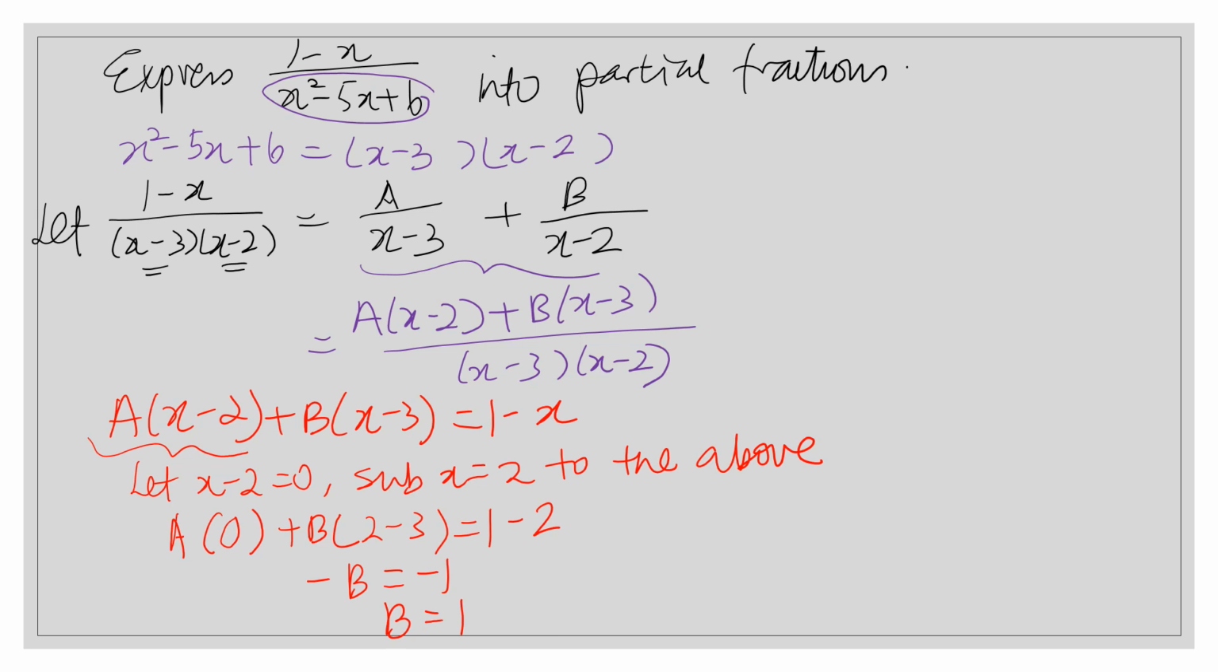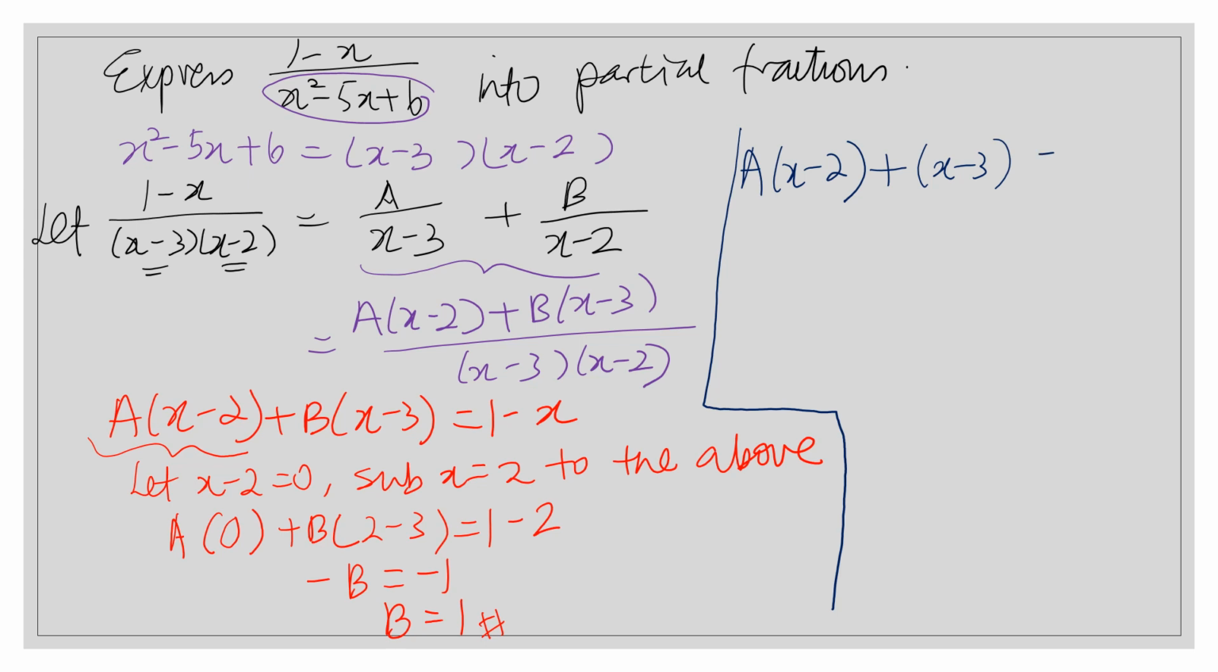Having found the answer for b, we're going to substitute it back into our identity. So we would have a bracket x minus 2 plus b, which is 1, so 1 times bracket x minus 3 will just give you x minus 3, equals 1 minus x. Then you can use any other value for x to find a, but not x equals 2. So we're going to let x equals 0.